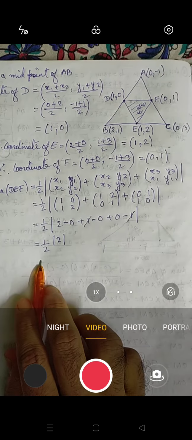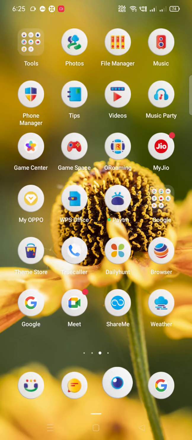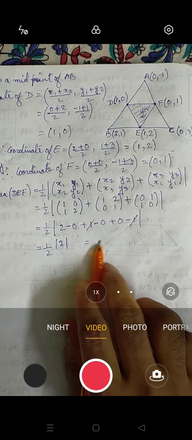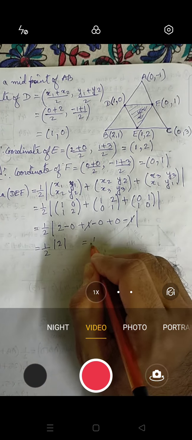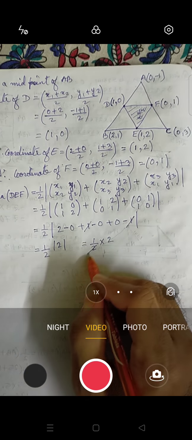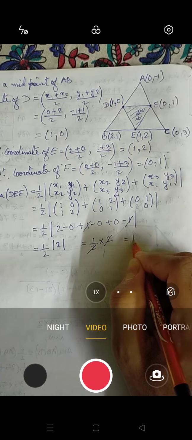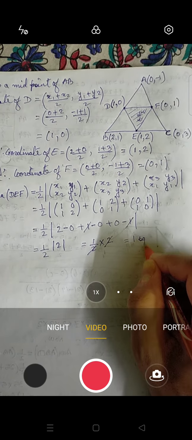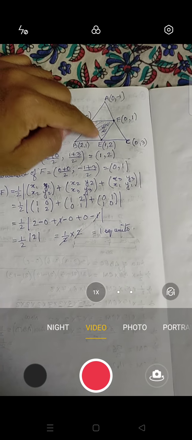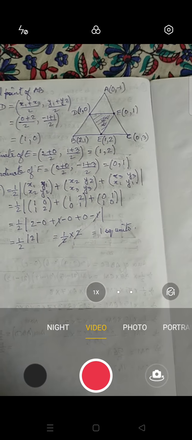Now next line you will write it over here. So half into modulus 2 means only 2. Now this 2 and this 2 cancel, we are having 1 square unit. So this is our answer. That means area of DEF will be 1 square unit. Is it clear?